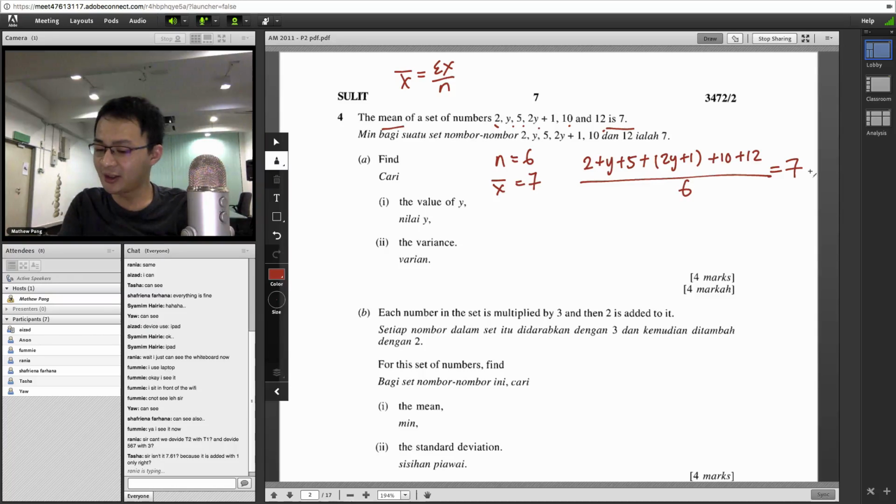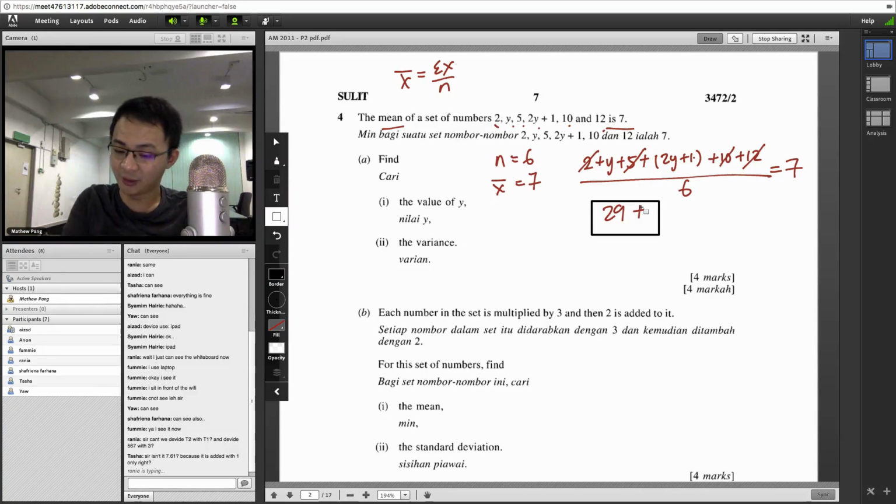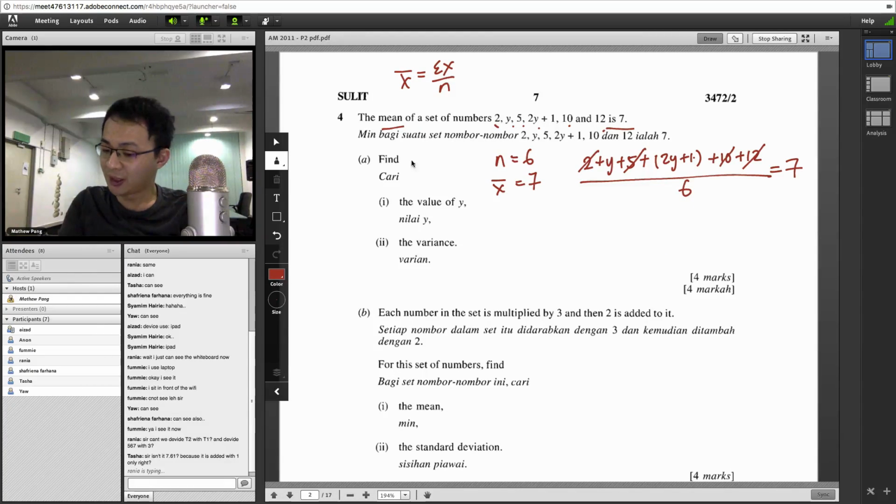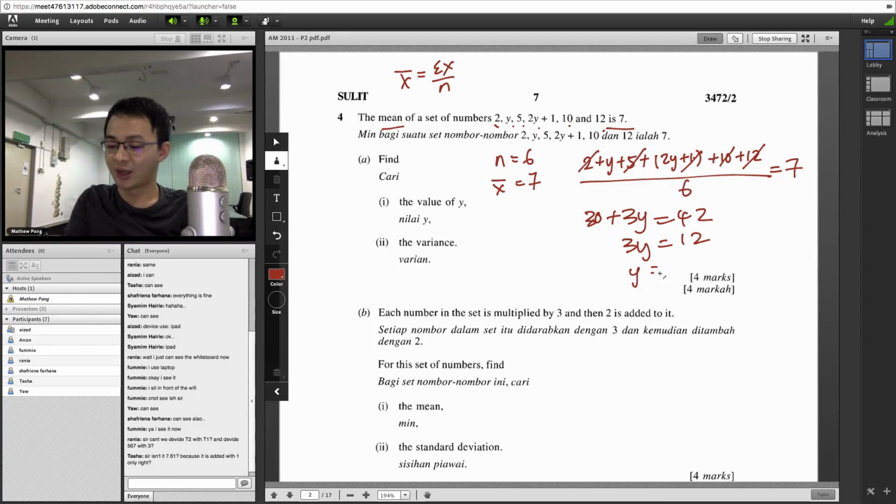Let me just do it quickly. This is 2, 5, 7. 7 will be 17. 17 plus 12 will be 29. Oh, I still have 1 here, so this should be 30, because I forgot about the 1 there. So this is 30 plus 3y, because 2y plus 1y, over 6 equals 7, so 30 plus 3y equals 42. So 3y equals 12, because minus 30, so y equals 4. Then I can easily get my y equals 4 here.